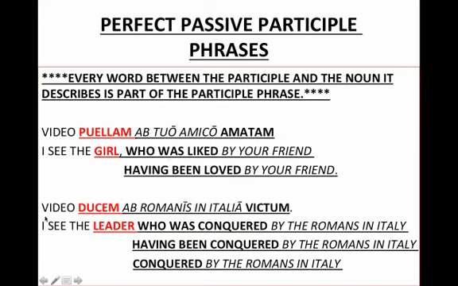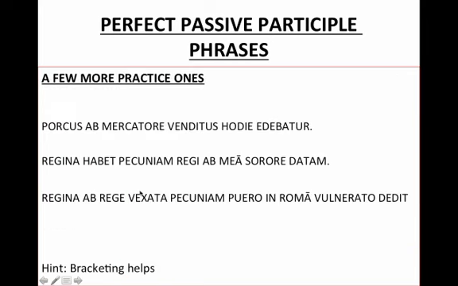Here's another one. I see the leader having been conquered by the Romans in Italy. I see the leader who was conquered by the Romans in Italy. I see the leader conquered by the Romans in Italy. Here are a few more ones that you can practice. One of the tricks that I recommend is bracketing these participle clauses. And you always bracket from the noun that the participle describes all the way to the participle.